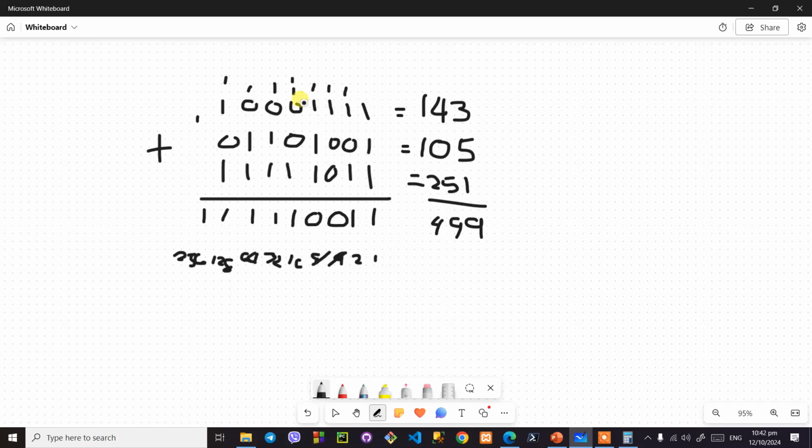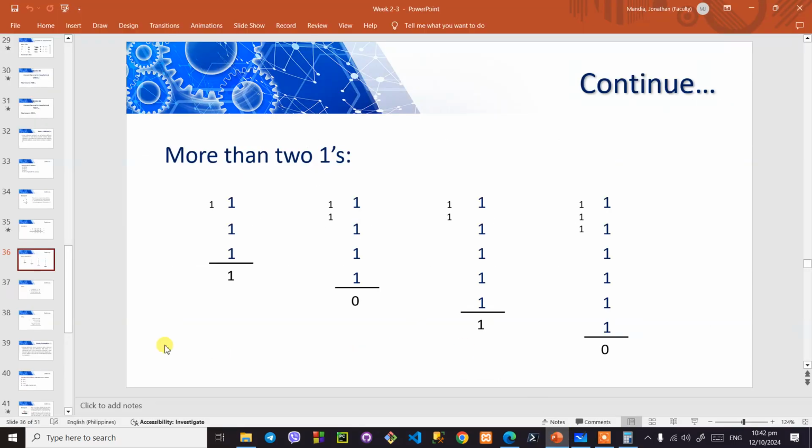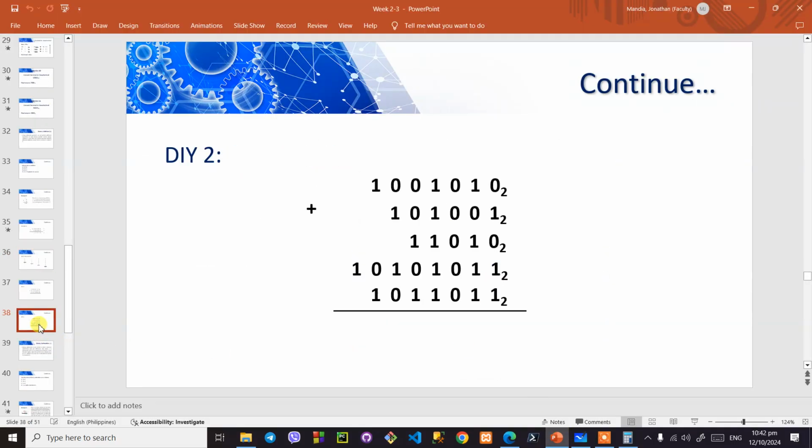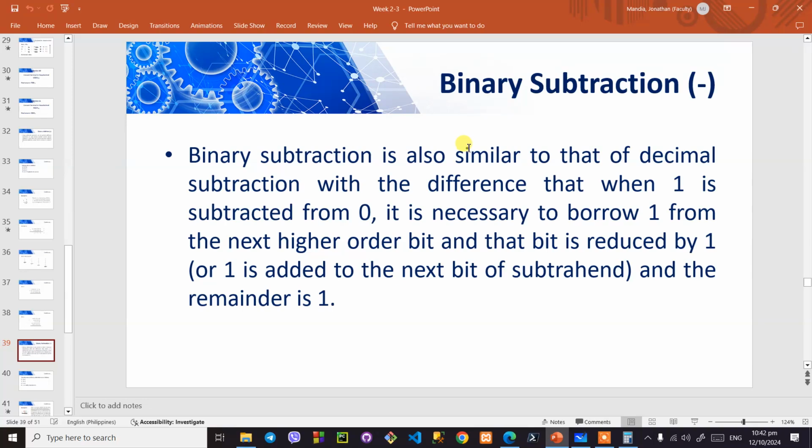Okay, so I hope you understand the examples natin. So we will now proceed after the addition. So anyway, may practice tayo, do it yourself number 2. So you can practice it on your own pace, no? If you want to practice it, you have the amount of time. Okay, next is your binary.